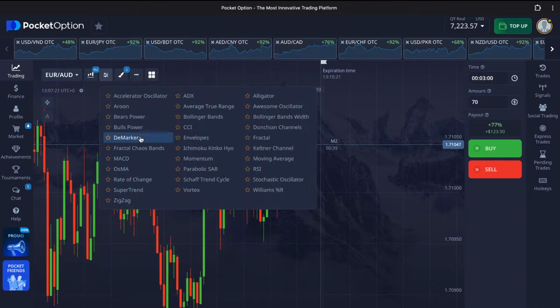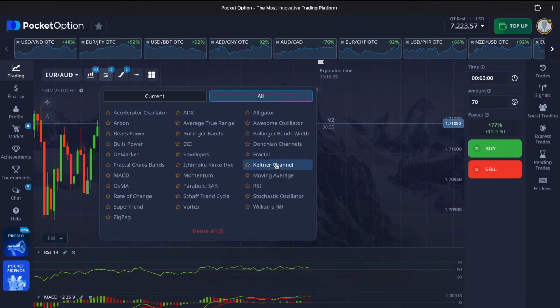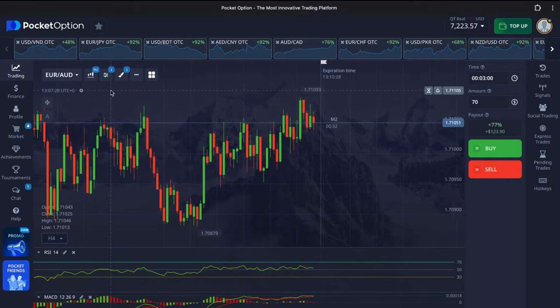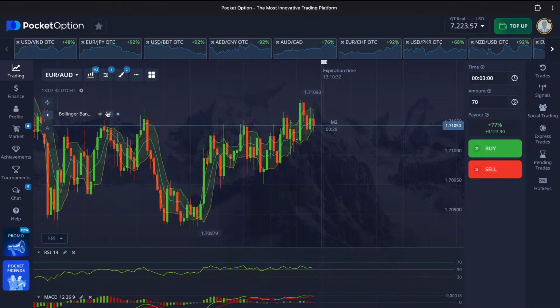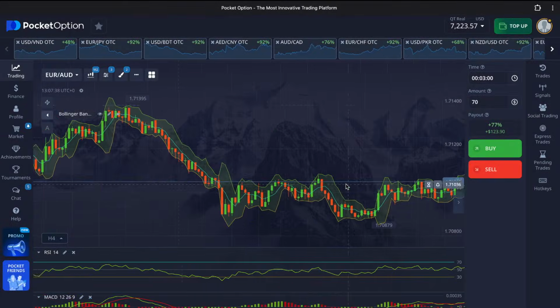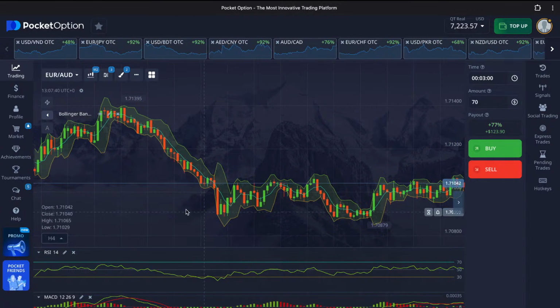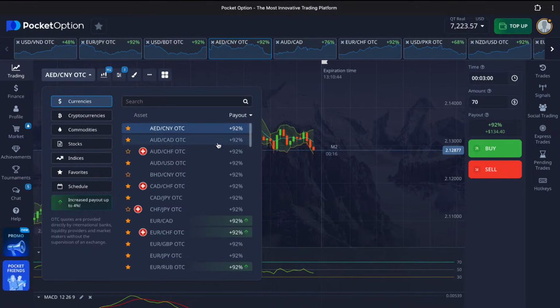Let's do the indicators also as usual. RSI, MACD, and let's do a Keltner channel. No, not the Keltner channel. Let's do Bollinger Bands, and we change the deviation to 2. Save. Okay, that's how we can see if the price is in the range of the channel or not. It can give us more information about what's going on here.